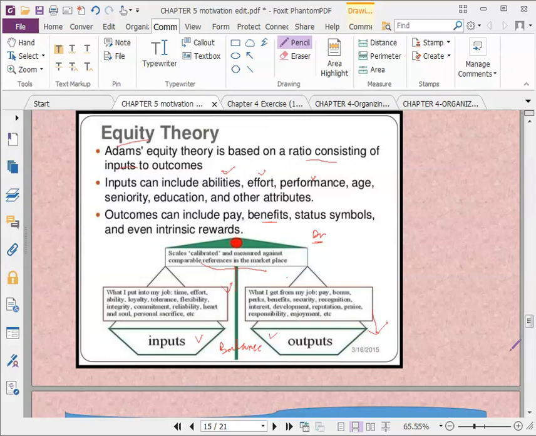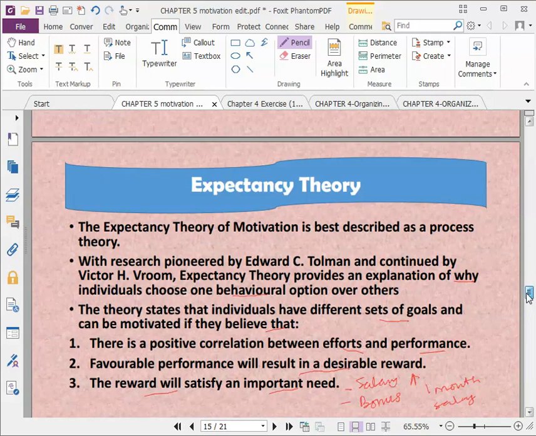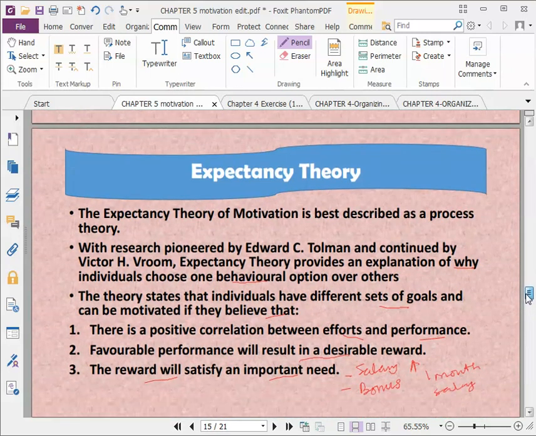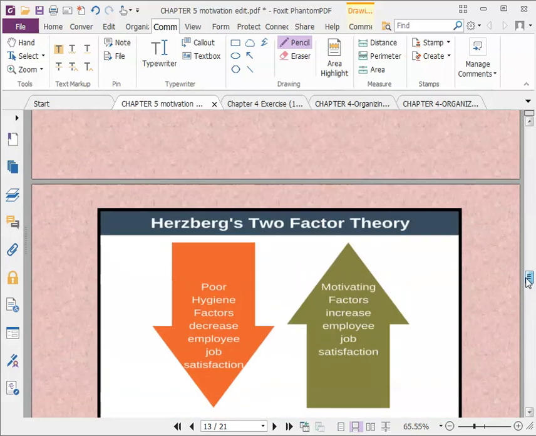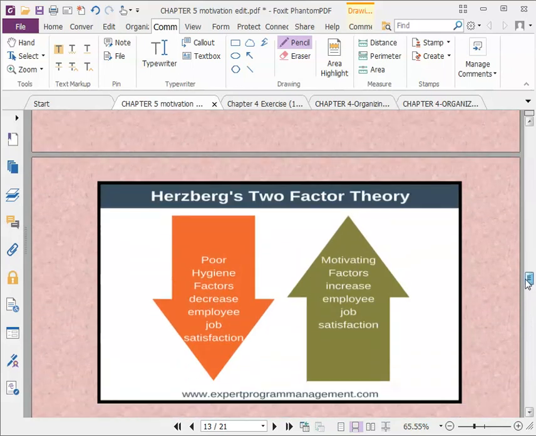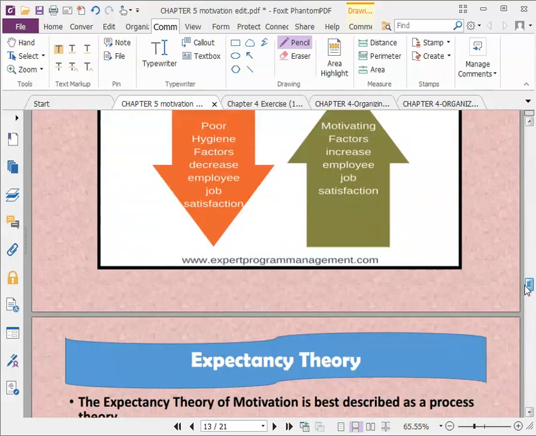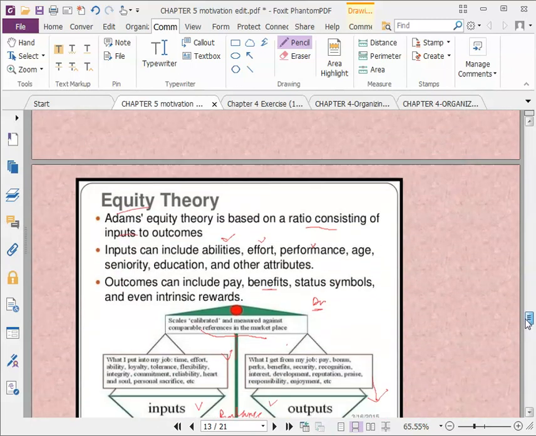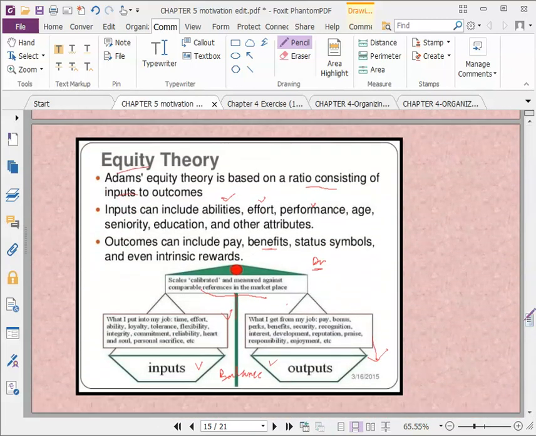Okay, kalau Herzberg theory, two factors Herzberg apa tadi? Ya. Expectancy theory, dia lebih kepada apa yang kita expect, okay. And then Herzberg two factor lebih kepada hygiene factor dan juga motivating factor. Kalau equity theory is based on the input and output.